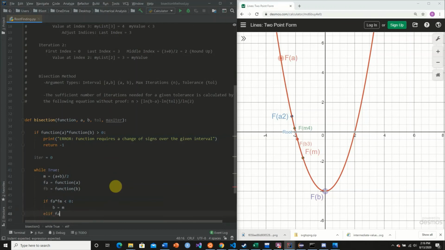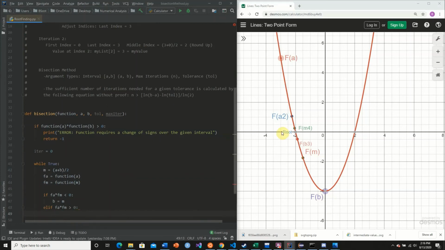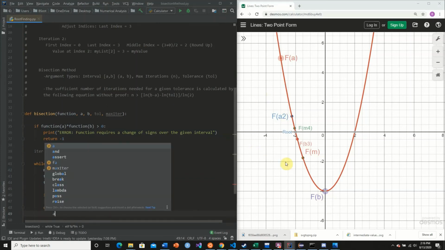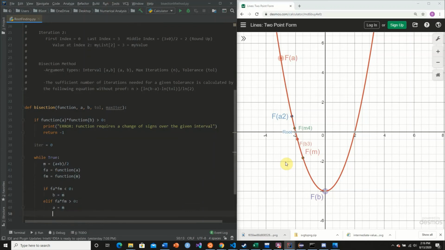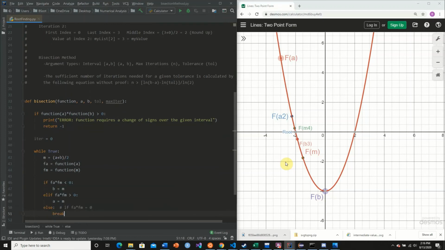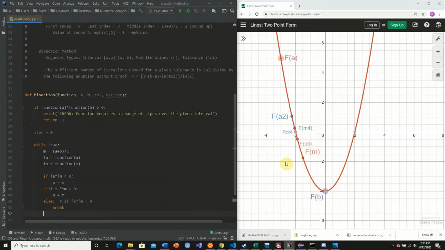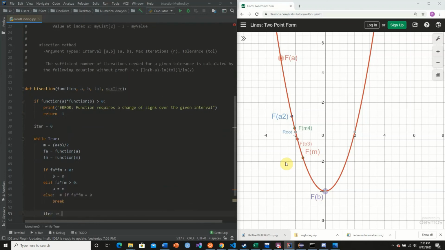Elif our f of a times f of m, oh, excuse me, this needs to be f of m, not f of b. If this is positive, then we need to adjust our a value to equal our m value. Else, this would only occur if f of a times f of m were to equal 0. And this would be a break. We would simply break from this statement. And we're going to update our iteration.